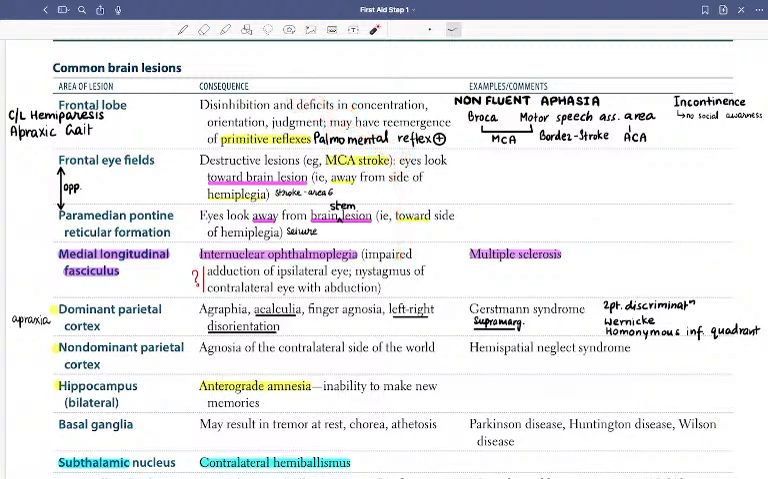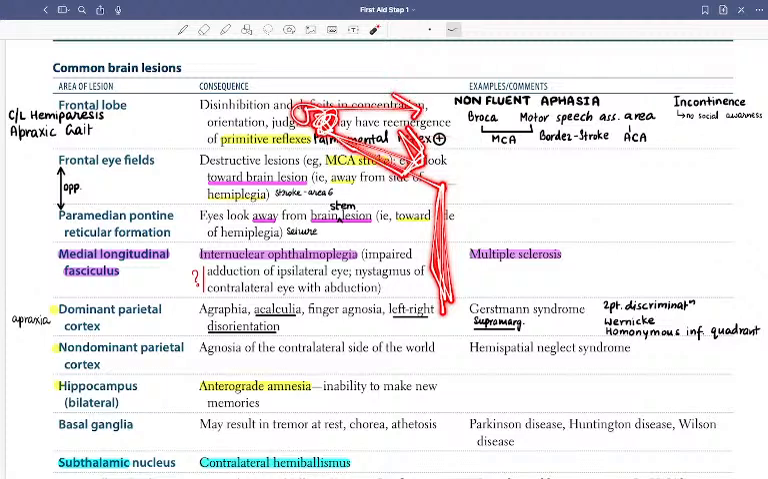Next is paramedian pontine reticular formation. Suppose you have the hemiplegia on this side. Obviously the lesion is on the contralateral side, this portion. So here what will happen, eyes will look away, away from the lesion here, eyes look away.